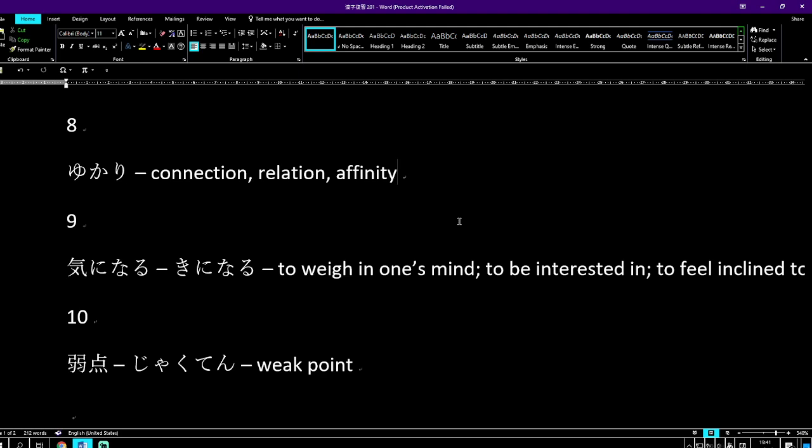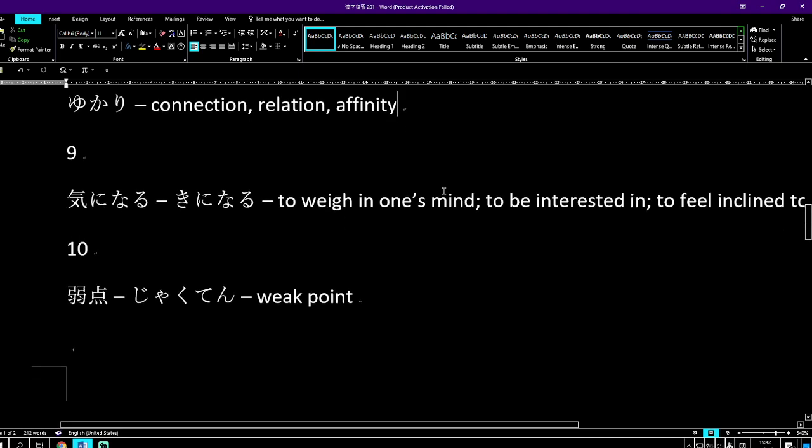Yukari is a relationship, an affinity, or a connection. Yukari. Relation.